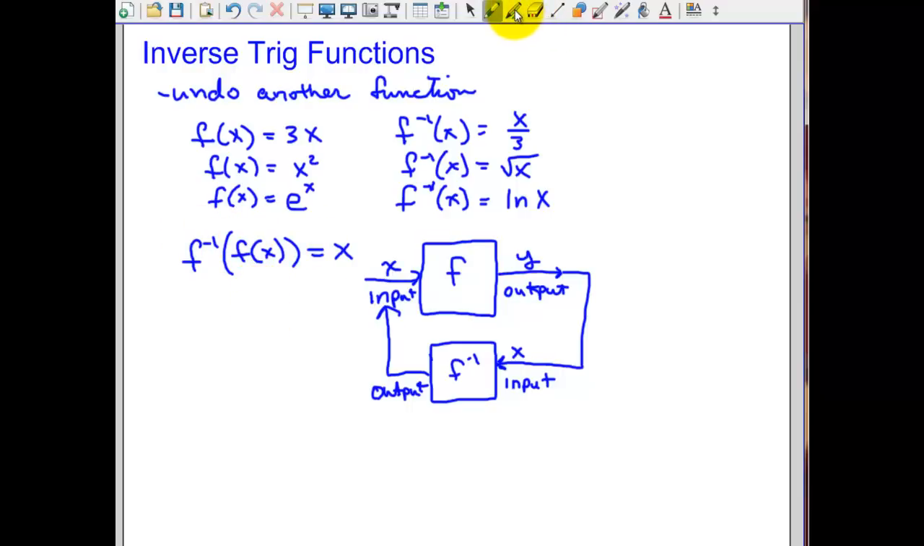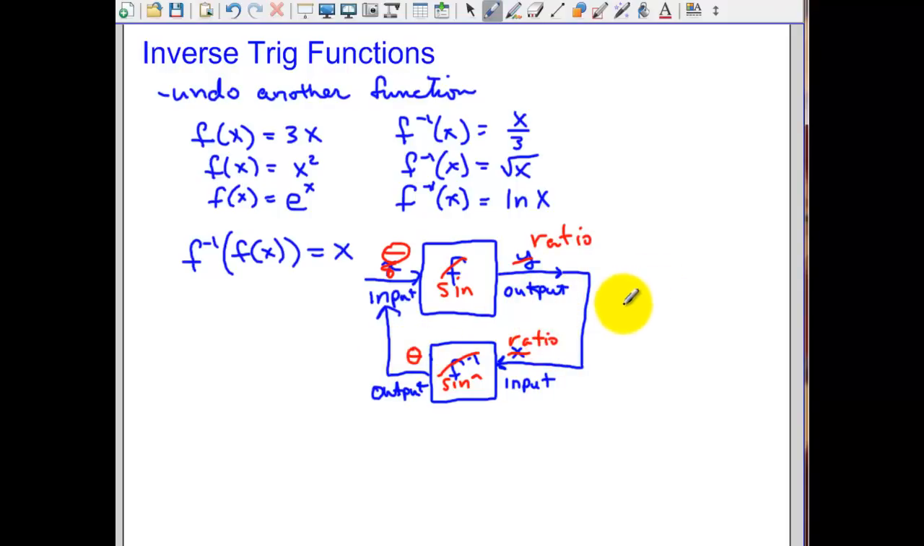And when we are talking about trig functions, so if this is a trig function, say sine, this would then be sine inverse. Our inputs are angles, and our output is a ratio. So for the inverse trig functions, our input is a ratio, and the output is an angle.